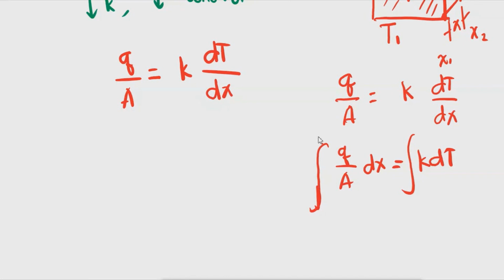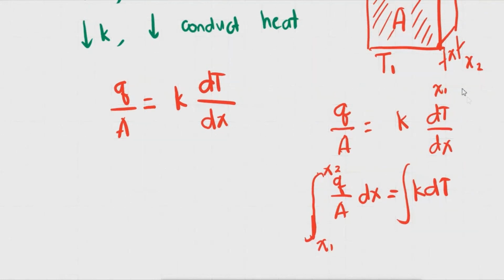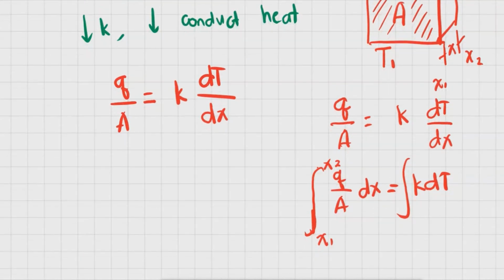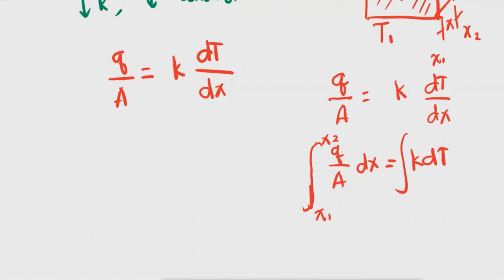Now dx can be integrated from x sub 1 to x sub 2. So what I've mentioned before, this will simply mean that you're considering the whole thickness of the slab, and then k dt, so we'll be considering the initial temperature and then the final temperature.